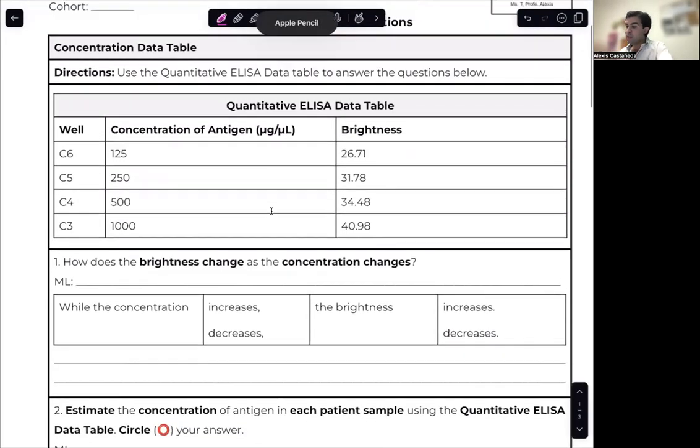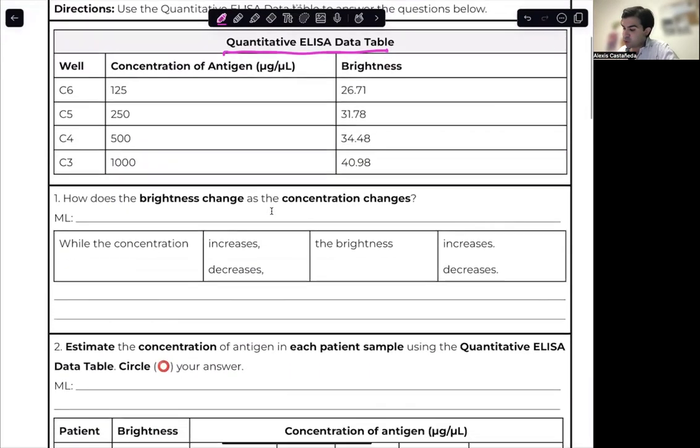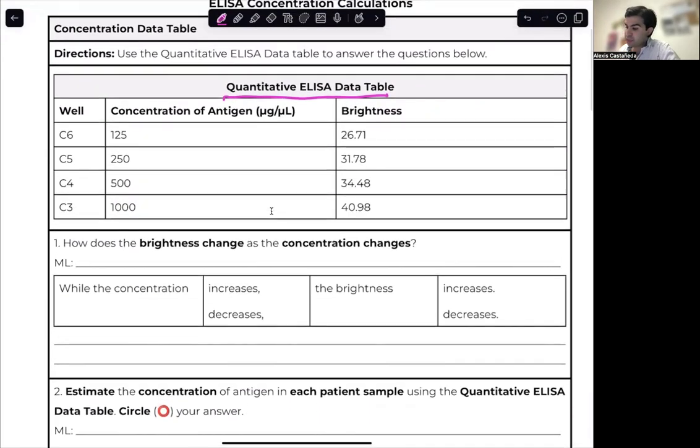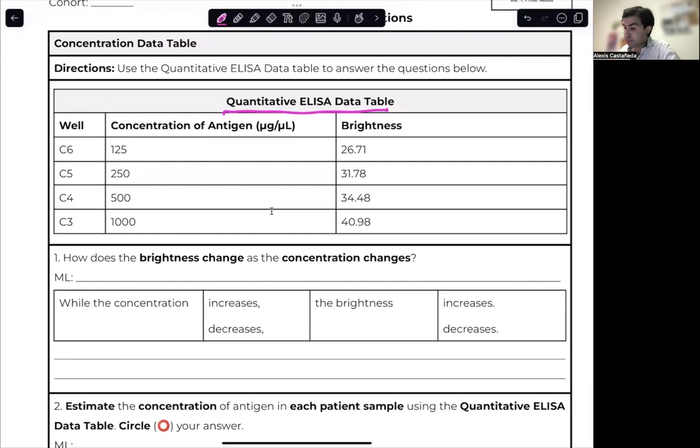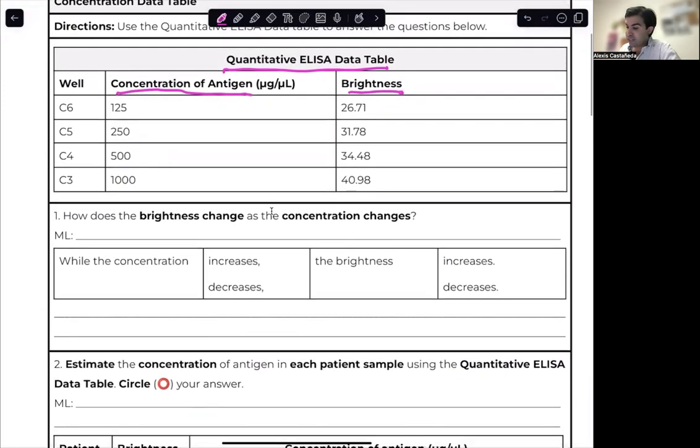Okay, so what you're going to do is you're going to use this data here. You're going to answer the questions below. So here what we see are data. This is data from the experiment that we did on ELISA. So here we have the concentration of antigen and the brightness. So what we want to look at here is how the data is changing. So the question here is asking us, how does the brightness change as the concentration changes?